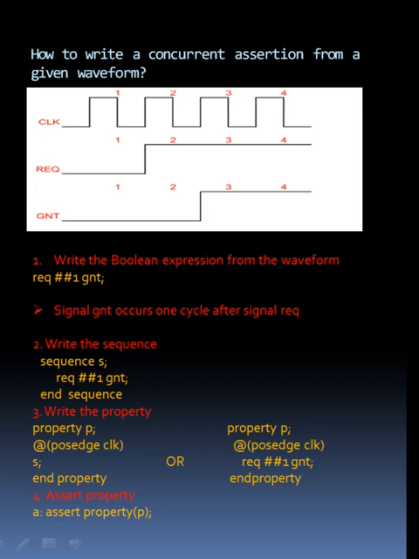After that, we need to assert the property. Just give a name like A or anything else, then use a colon, then write assert property, and in brackets you write the name of the property. This is the way we need to write a concurrent assertion from a given waveform.